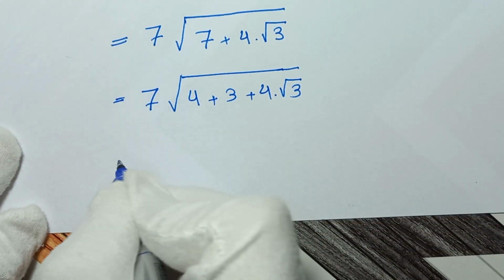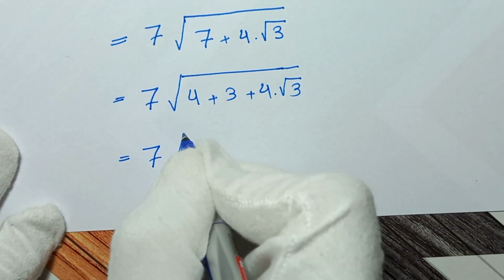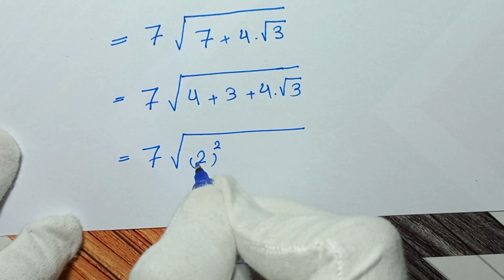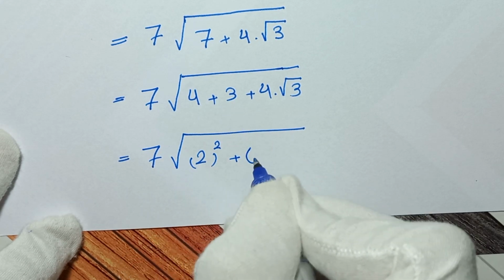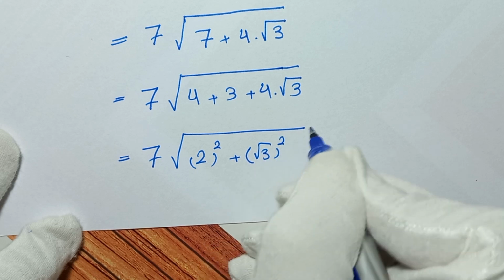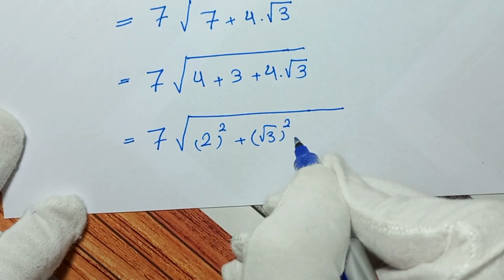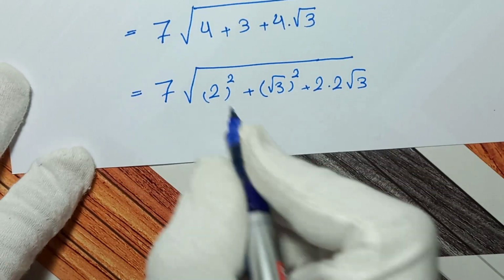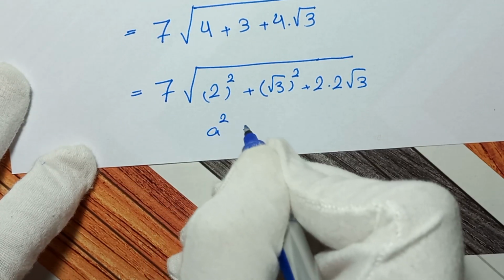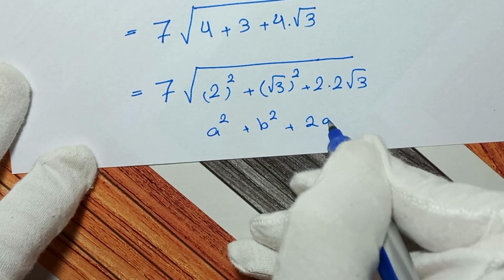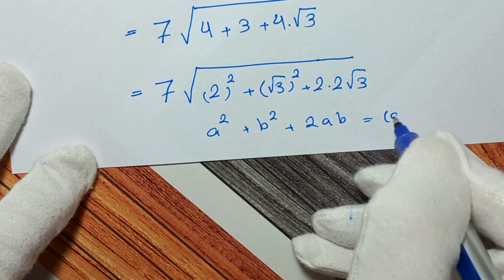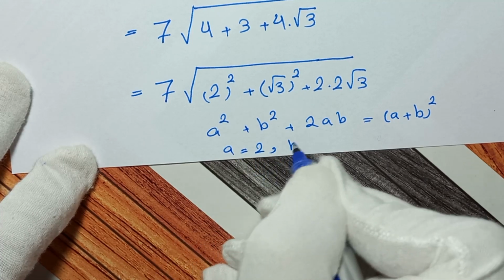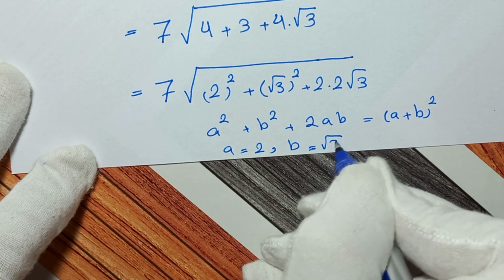In the next step, it will be 7 times the square root of, we can write 4 as 2 to the power of 2. And here we can write 3 as the square root of 3 to the power of 2. And here we have 4, we can write 4 as 2 times 2 times the square root of 3. And this is in the form of a squared plus b squared plus 2ab. And it will be a plus b to the power of 2, where a is 2 and b is the square root of 3, right?